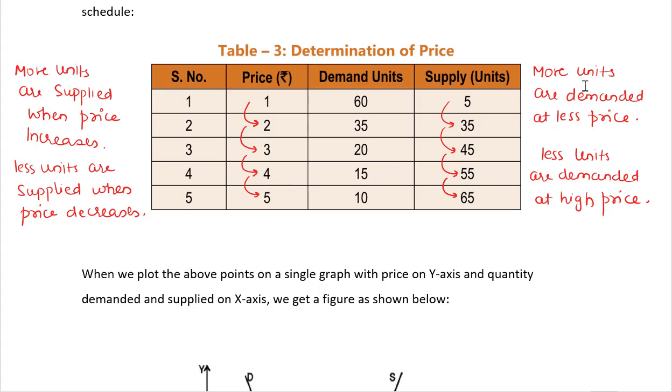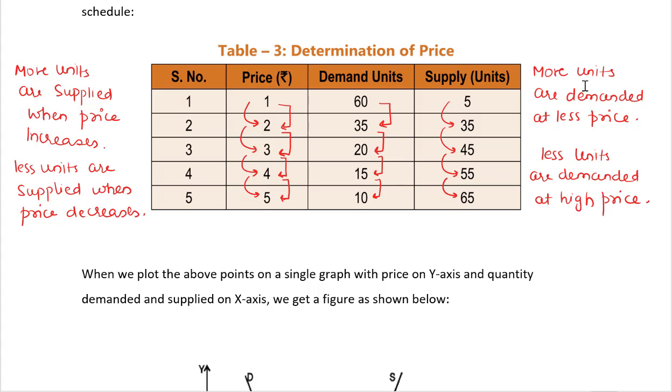If I talk about the demand, when the price increases from 1 to 2, the demand decreases from 60 to 35. When the price increases from 2 to 3, there is a further decrease in demand from 35 to 20. When the price increases from 3 to 4, the demand shrinks from 20 to 15. And when the price increases from 4 to 5, demand decreases from 15 to 10.